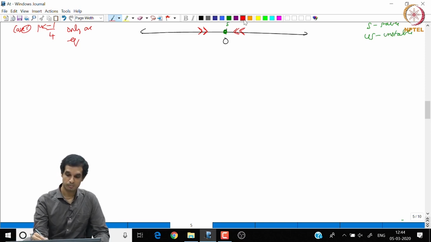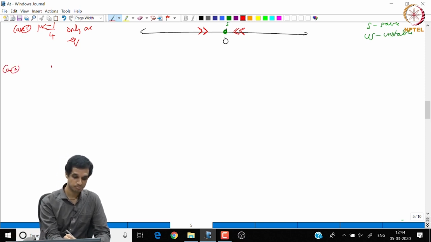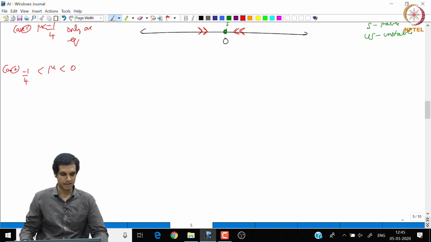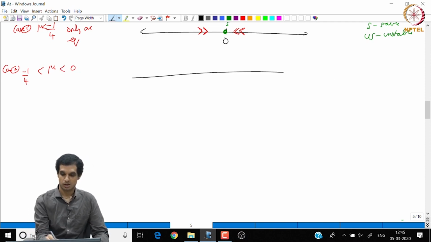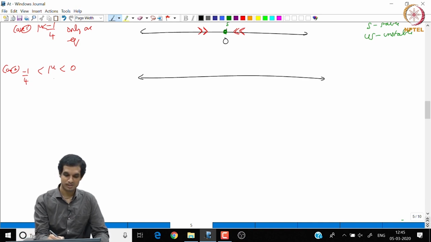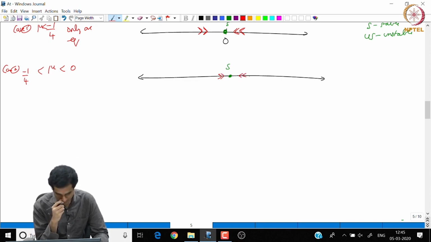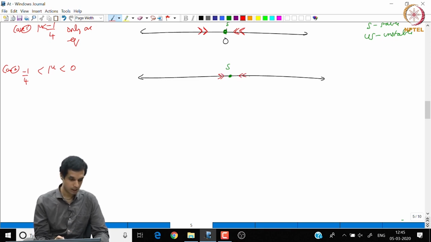Now, we will come to the next case when mu is bigger than minus 1 by 4, but is still negative. In that case, origin is always an equilibrium, no doubt at all, and it will still be stable because mu is still negative. By the same argument, origin will be stable. But what happens is, we witness the birth of two other equilibria, because of this quadratic. What was the quadratic?